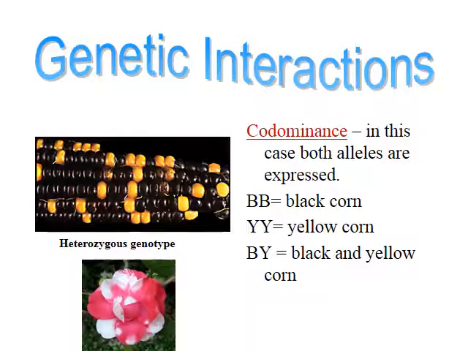The other type is known as codominance. In codominance, both alleles are expressed. So you don't see a blending, you usually see a spotting. So an example is in corn. Both black corn and yellow corn are dominant colors. When you have a heterozygote for this trait, you see that you have both yellow corn and black corn being expressed. And you see in the bottom picture how it's that splotched look in the flower with the red and the white. That is the characteristic sign of codominance, is looking for that spotted look.